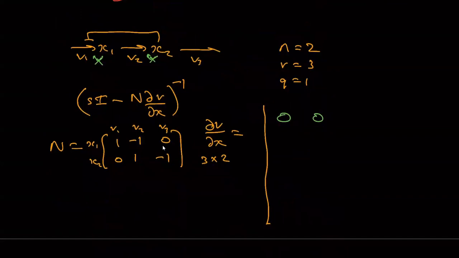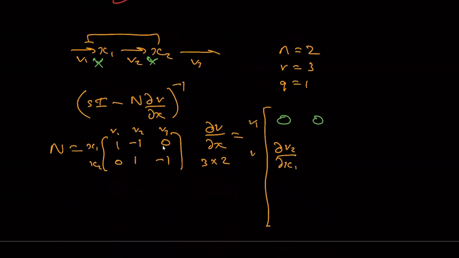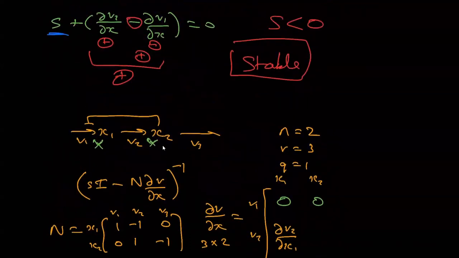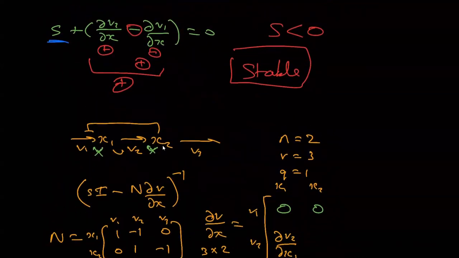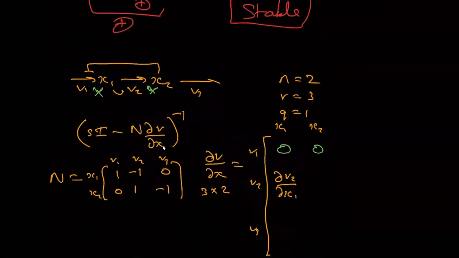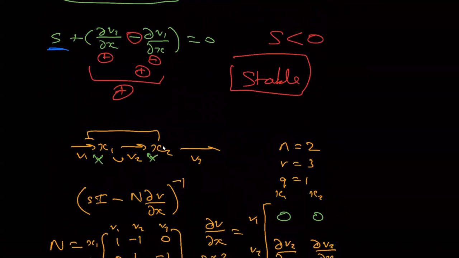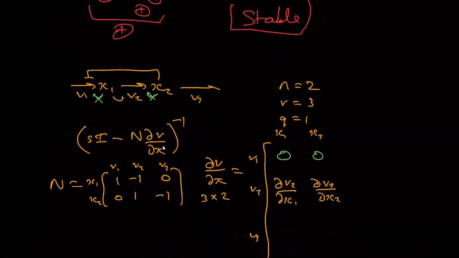The next one is dv2 dx1. So the x's go down. The rows are v1, v2, v3, and the columns are x1, x2. So what about x1 on v2? X1 on v2, yeah, definitely. That stays there. What about dv2 dx2, x2 on v2? Well, I just said that's irreversible, so that's going to disappear. Let's put that in green.